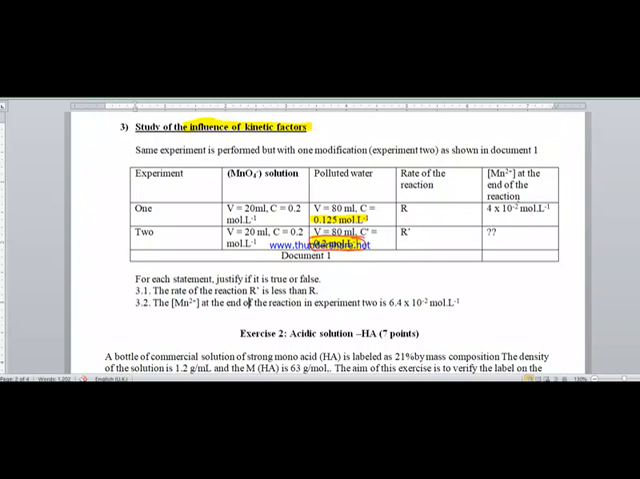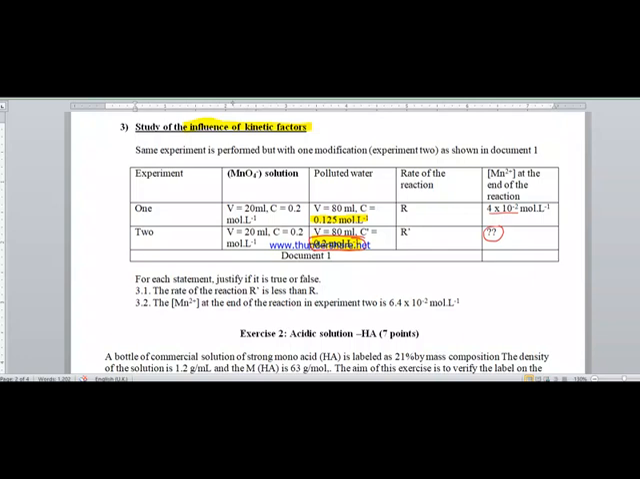We have the concentration of manganese ion, Mn2+, at the end of the reaction. In the first experiment it is equal to 4. Then in the second experiment it is unknown. For each statement, justify if it is true or false. When I have a question like this, I must determine whether the statement is true or false, and explain why it is false. We must justify whether the following statements are true or not.